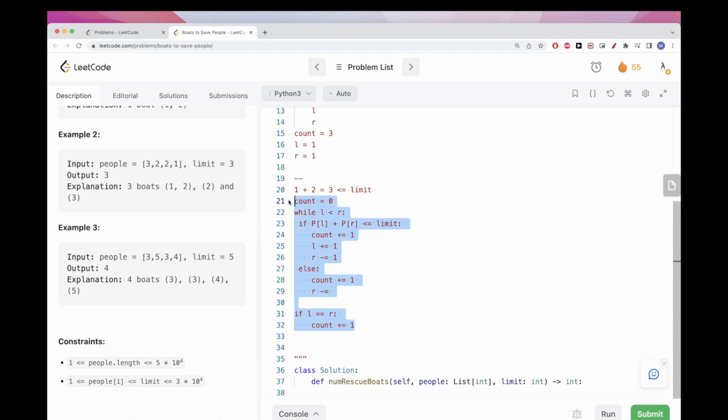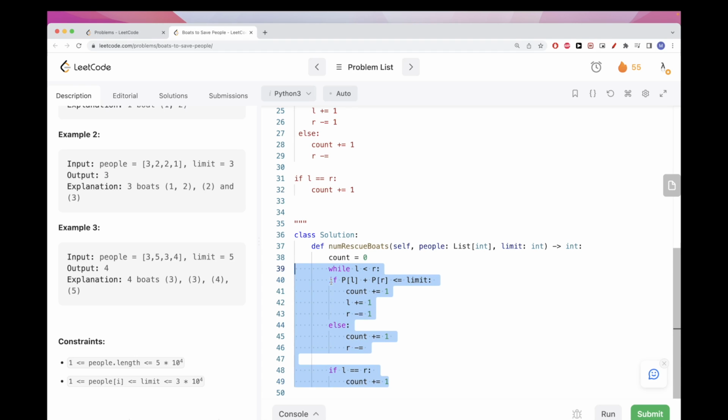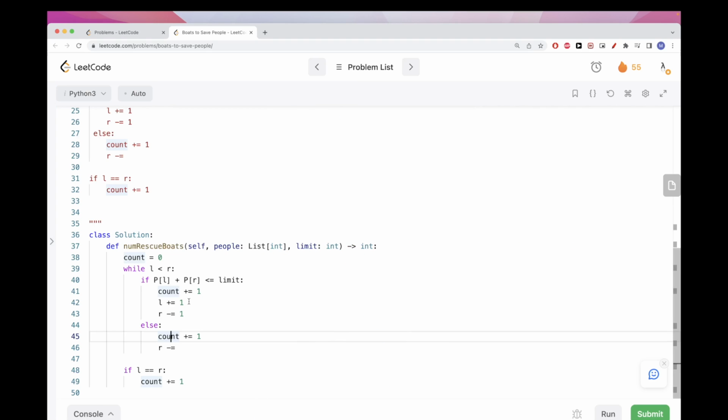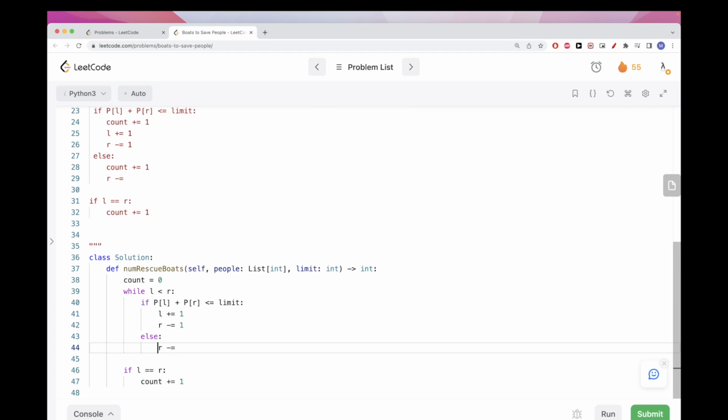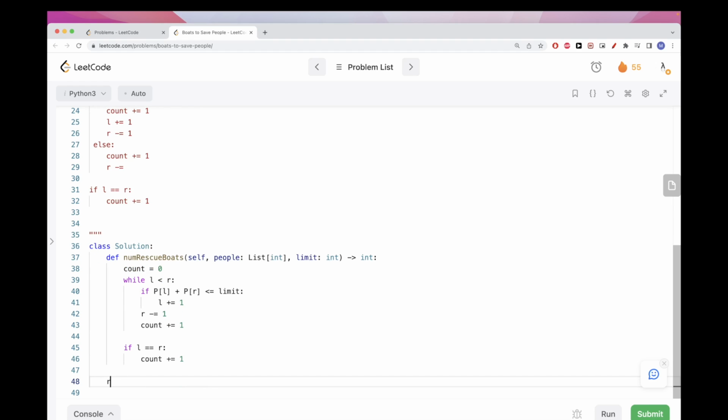Now let's use the same logic and put it in code here. We just use this two-pointer approach, and then we do it like that. You notice here we are doing count plus 1 both here and here, so we can move it outside of the loop. The other thing you notice is that we are doing r minus 1 in both cases as well, so let's move that too. Now we no longer need the if else because those two apply in both conditions. So that's just a simplification. And then what we need to return is count.